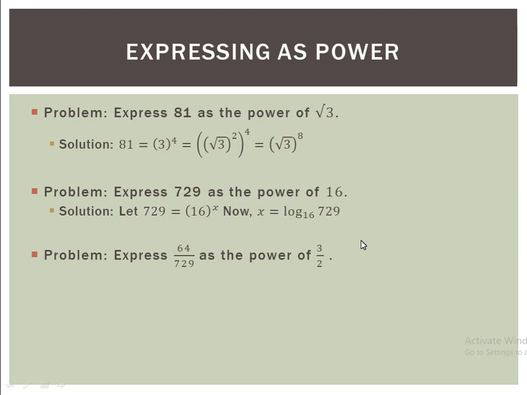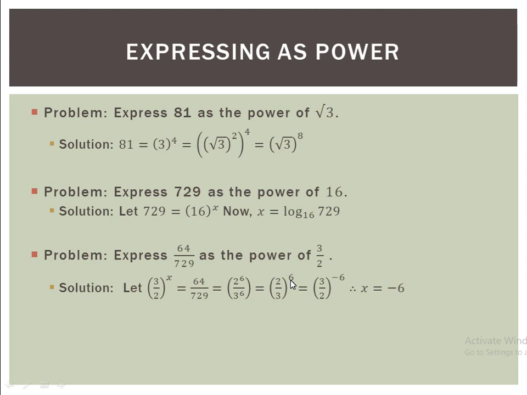Now suppose you have to express this kind of fractional term as the power of 3 by 2, like 64 by 729 as the power of 3 by 2. So let 3 by 2 whole to the power x equal to 64 by 729. Now we can express 64 as a power of 2, that is 2 to the power 6, and 729 as 3 to the power 6. Then 2 by 3 whole to the power 6.